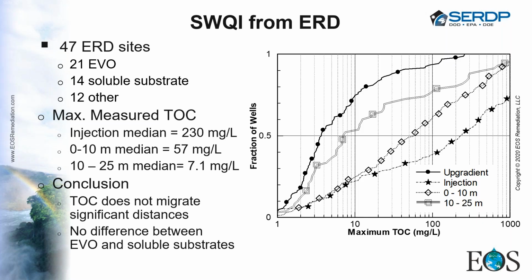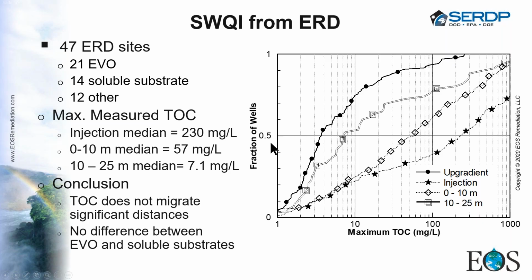measured in a well. For example, the solid circles are the background levels. What it says here is that 50% of the wells had a maximum TOC less than maybe 3 milligrams per liter. Maybe 75% were less than 10 milligrams per liter. The maximum value measured was about 200 milligrams per liter in the background wells. So these are low levels.